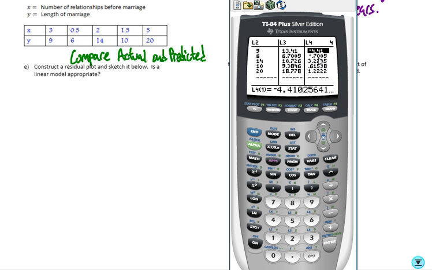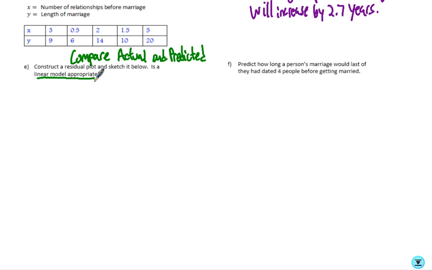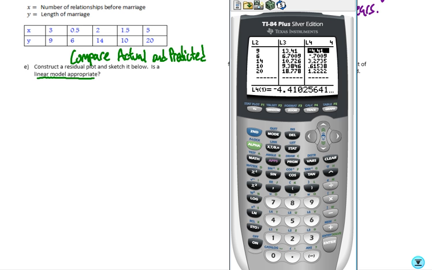And the reason why we're doing this is for a couple of reasons. One is that we want to see, again, the differences between actual and predicted. But we also want to answer this question right here that says, is a linear model appropriate? So what I'm going to do is sketch my residual plot. I can certainly look at the numbers here, but it's really not easy on the eyes. A picture or a graph is always easier on the eyes.